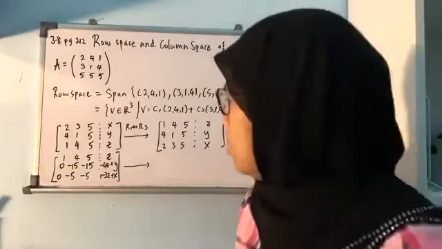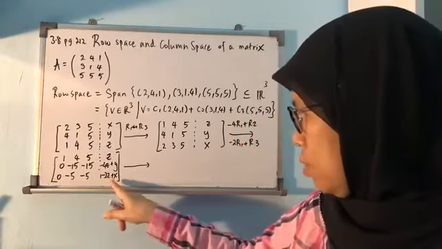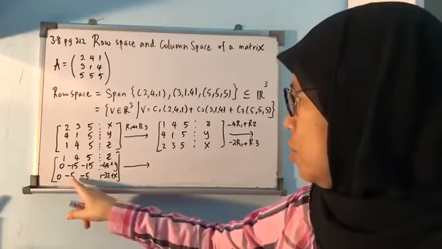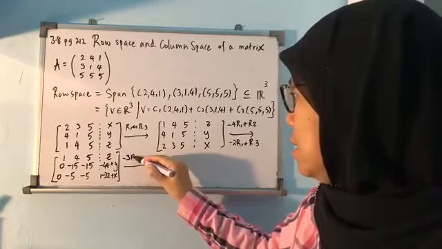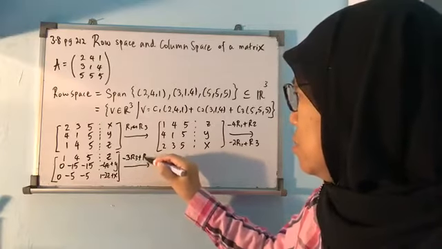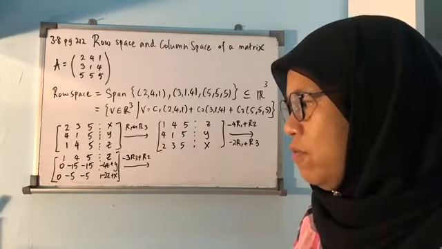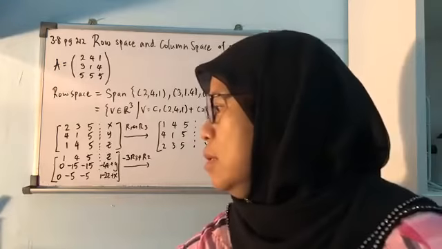Okay, so I'll repeat. Before I multiply this by 1 over 5, this will become a fraction here. So why don't we just multiply this by negative 3 and add to R2, okay? Because then we don't have any fraction. Akmal, is it okay now?